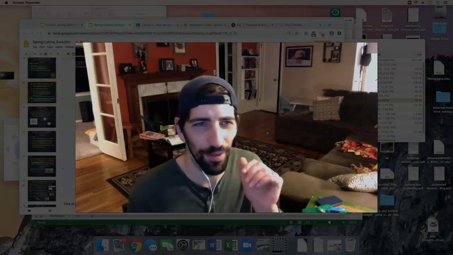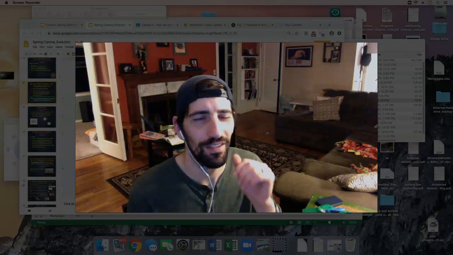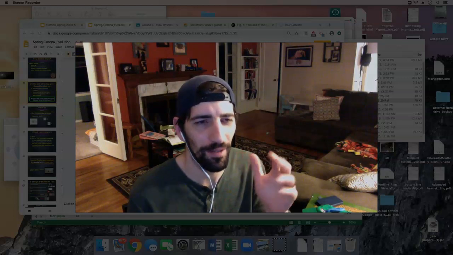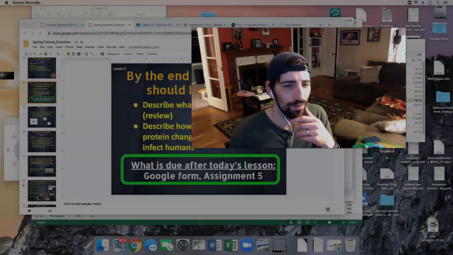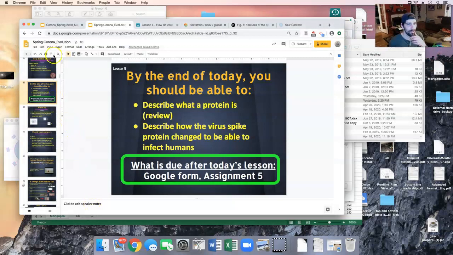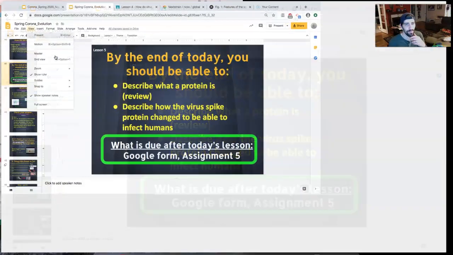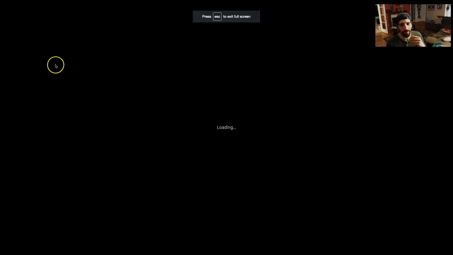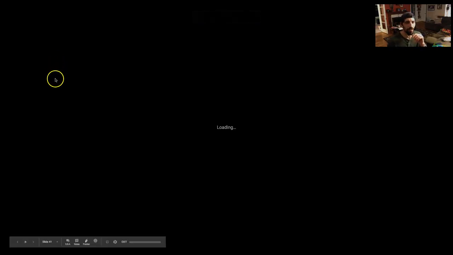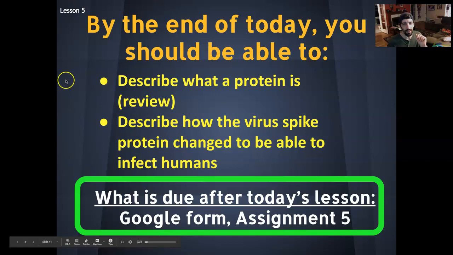This is lesson 5, working on how Bill Gates knew that a pandemic was coming. So let's start with the learning targets for today. Two things that we need to review today.